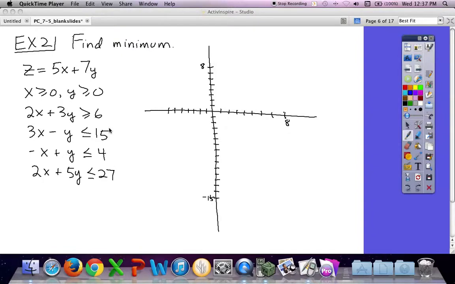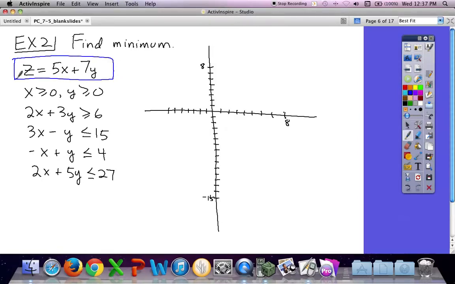Right, this is example 2. This time it says find the minimum. Okay, here's our objective function. It's our objective, right? It's the thing we're trying to minimize.